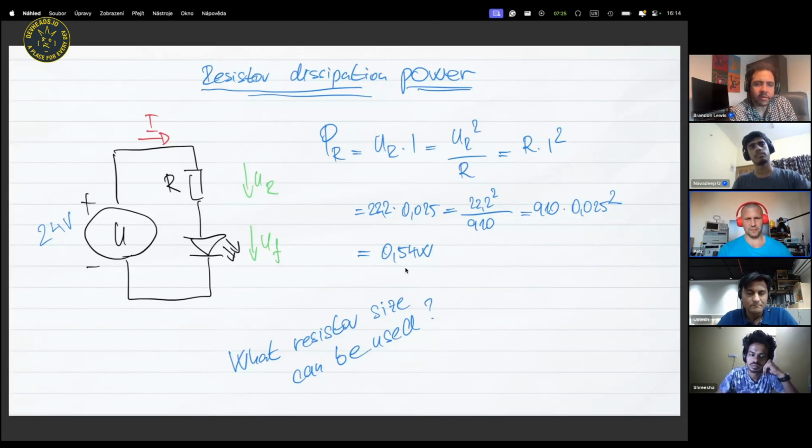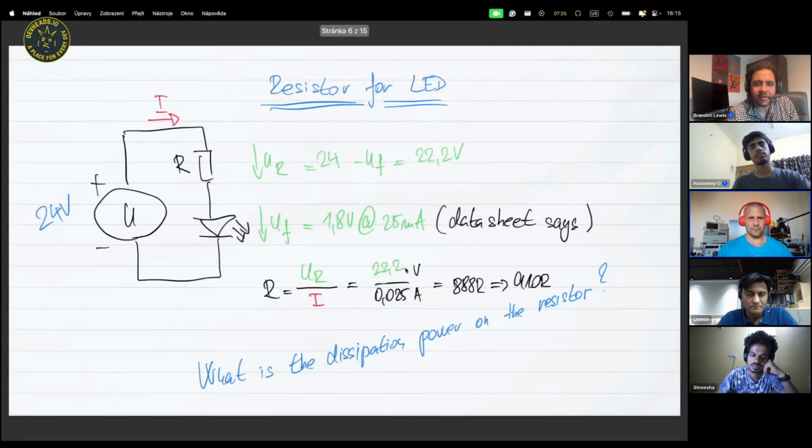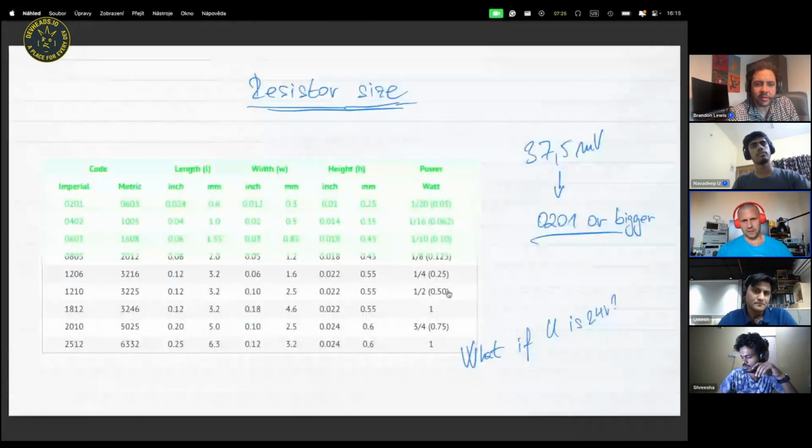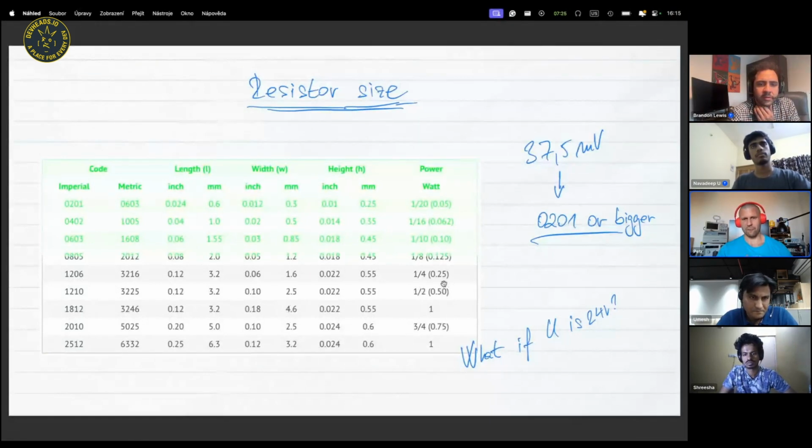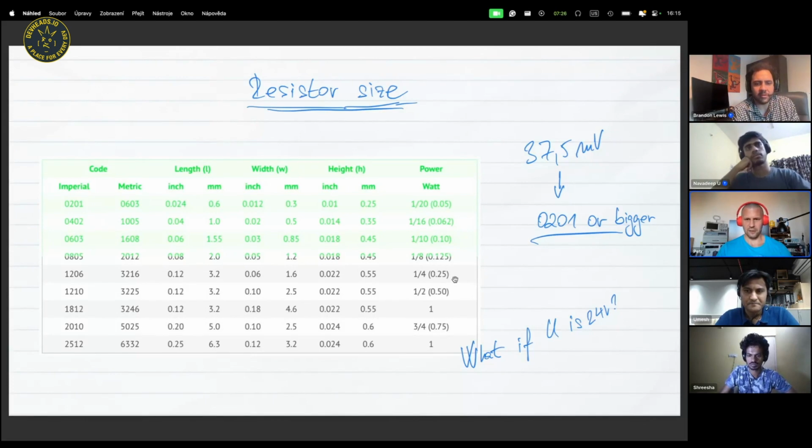What resistor size can be used? Let's see. Back to the table. Here, 0.5 watts. We can see that the quite big resistor size 1206 has a dissipation power of only 250 milliwatts, and we have 540. So we need to use either 1812 or divide the resistor into more pieces. Let's say 3 resistors of 300 ohms would do the trick, and the maximal dissipation power would then be 3 times 250. It means 750. So a completely different situation.